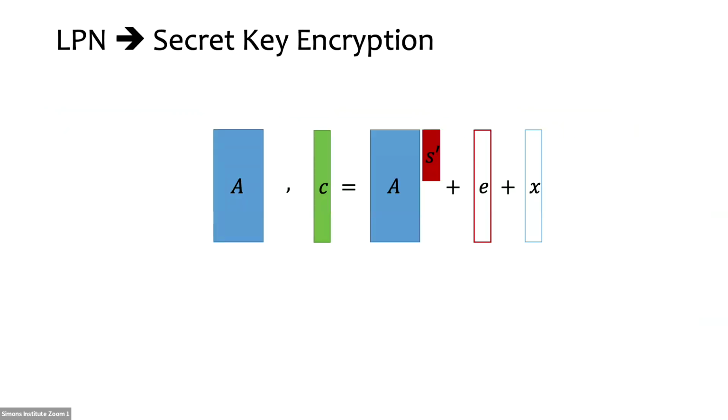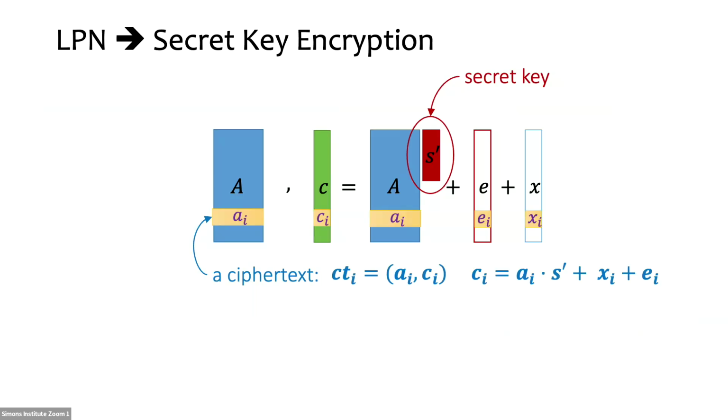Okay, but with this, it's very easy to implement a secret key encryption scheme. If I want to hide a vector x, I just add it to the C component, which is pseudo-random and acts as a one-time pad to hide the secret x. The S prime is going to be the secret key of the secret key encryption scheme. Each row can be viewed as a ciphertext CT_i containing the coefficient vector A_i and the scalar c_i that is an encryption of the element x_i perturbed by some noise.